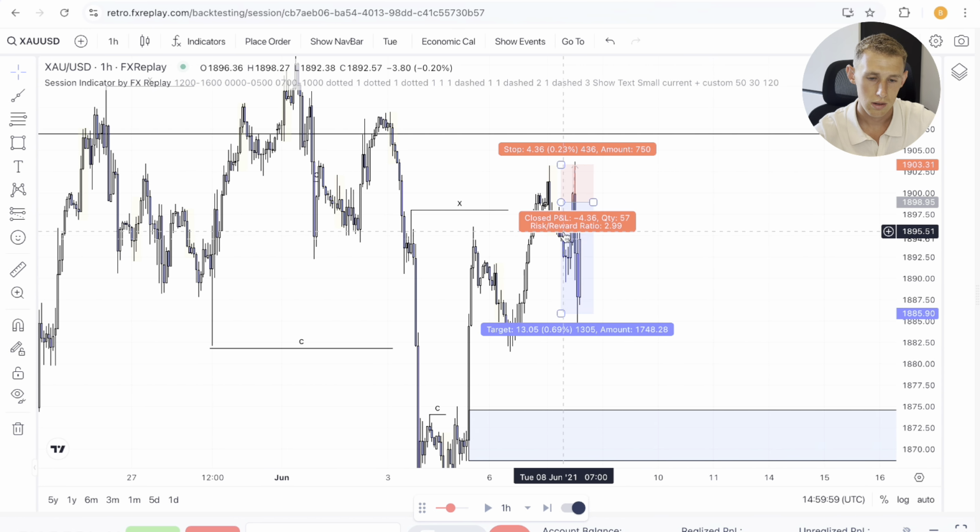We set the limit here. Stops just above that high. And then once again, 1 to 3 TP. We don't want to do that. We want to do a limit order.